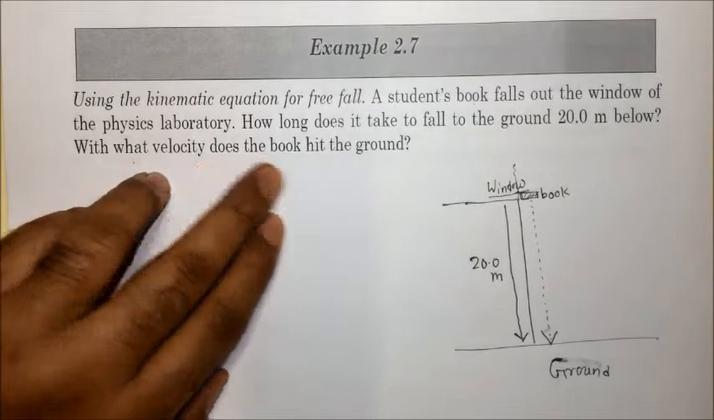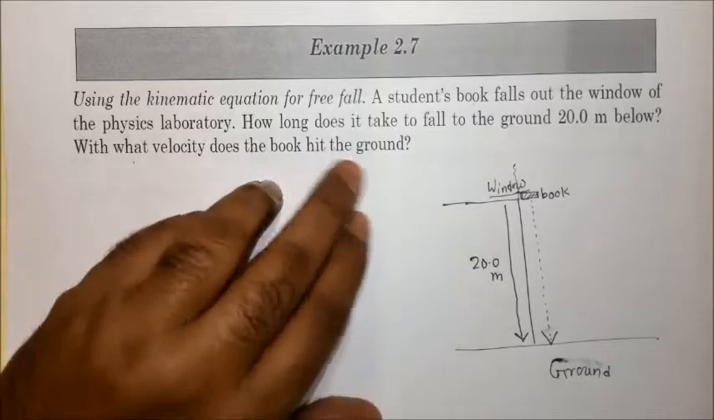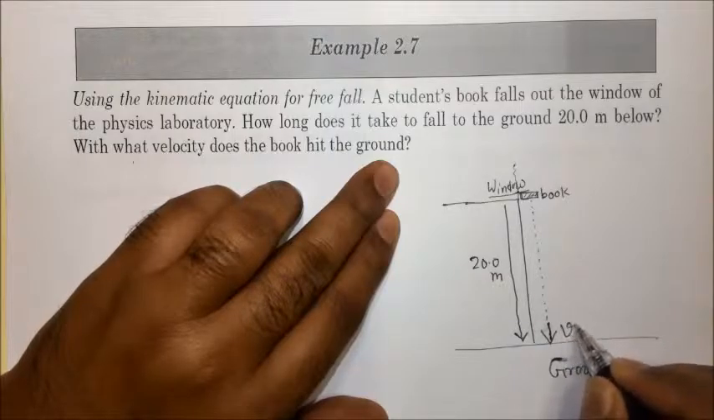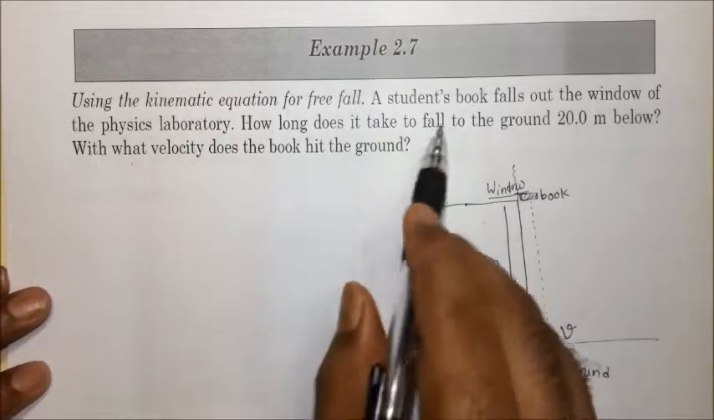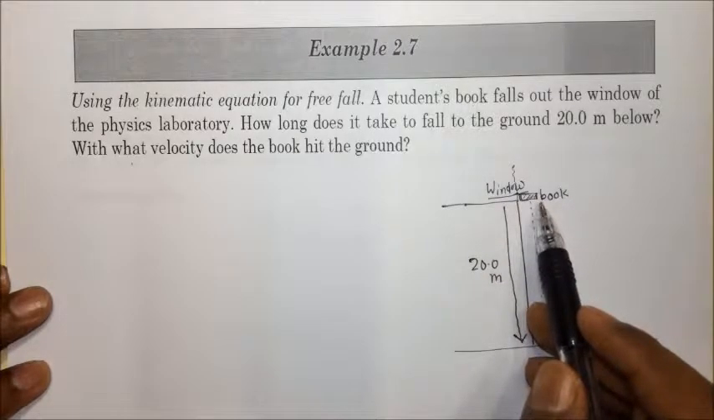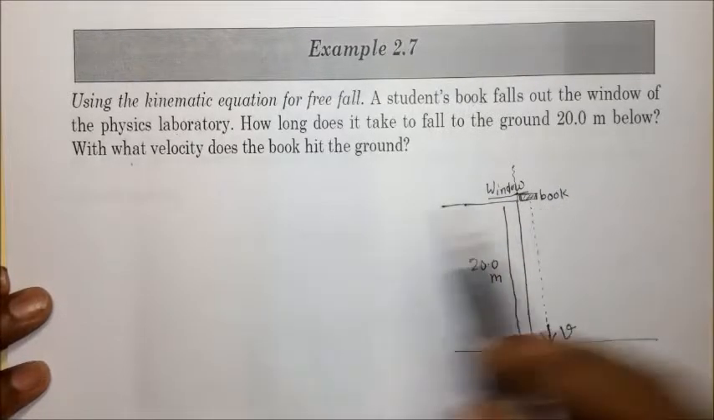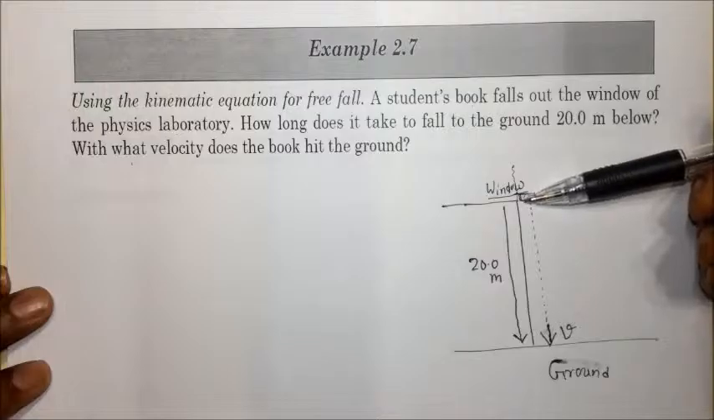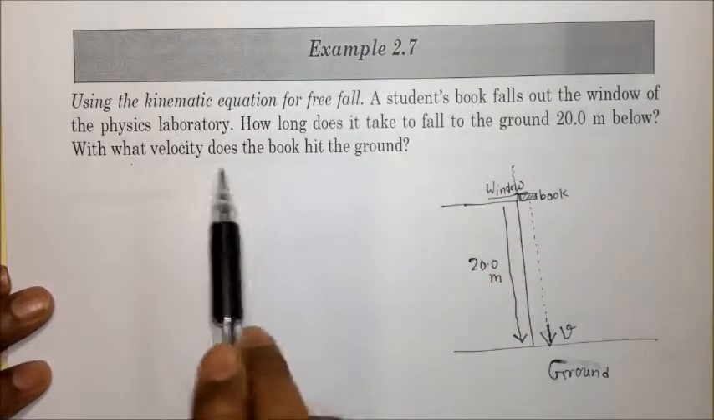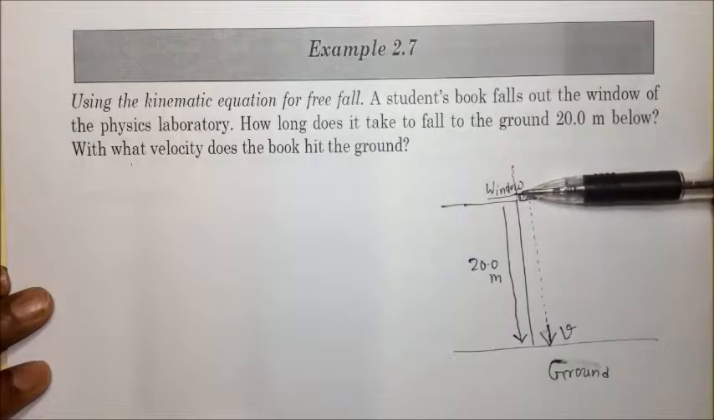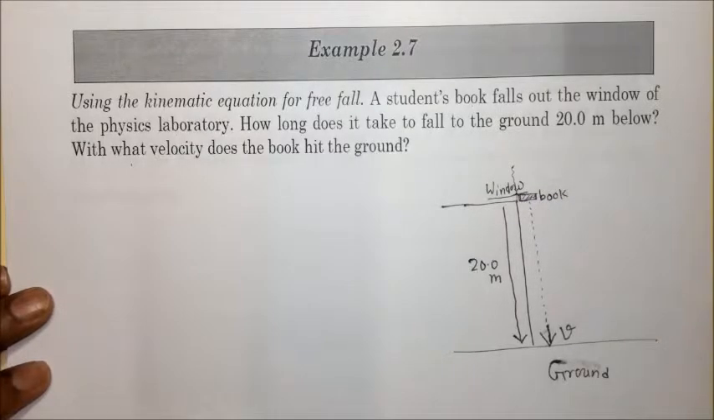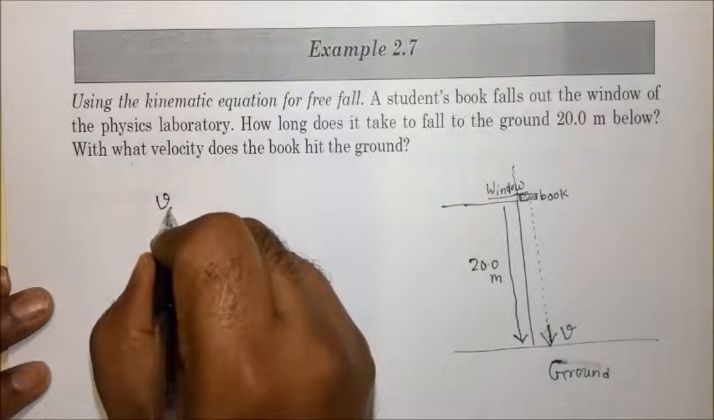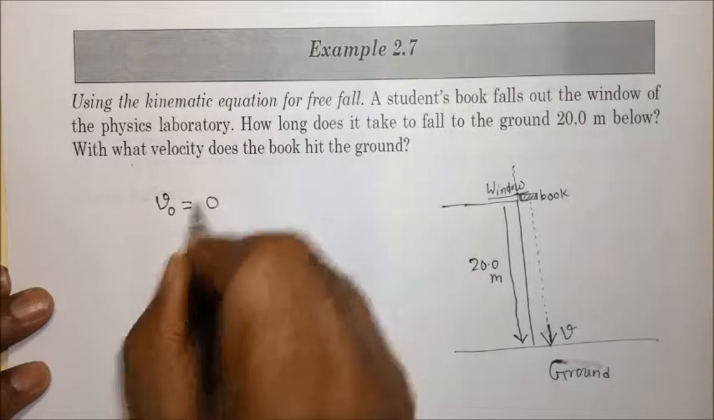And the question is velocity: with what velocity does the book hit the ground? So when it hits the ground, what's the velocity here? Now, what would be the initial velocity? When the book leaves the window, what would be the starting velocity? Though it is not written in the question, you have to think. It's obvious, it starts from rest. So V initial is equal to 0.